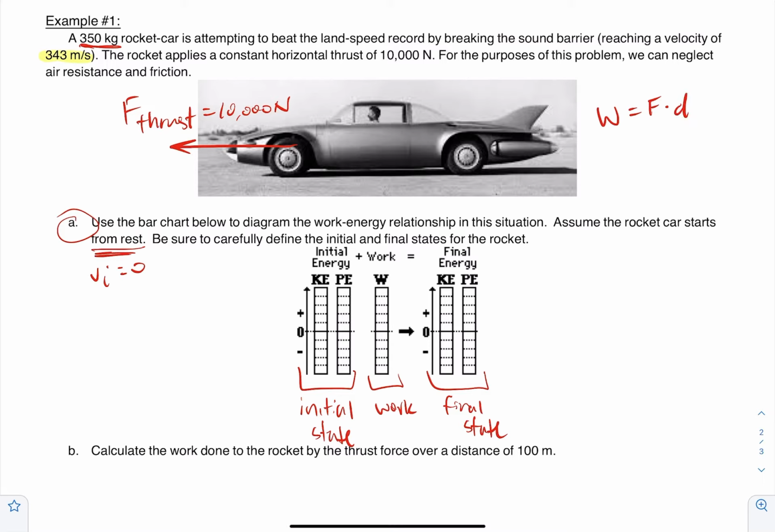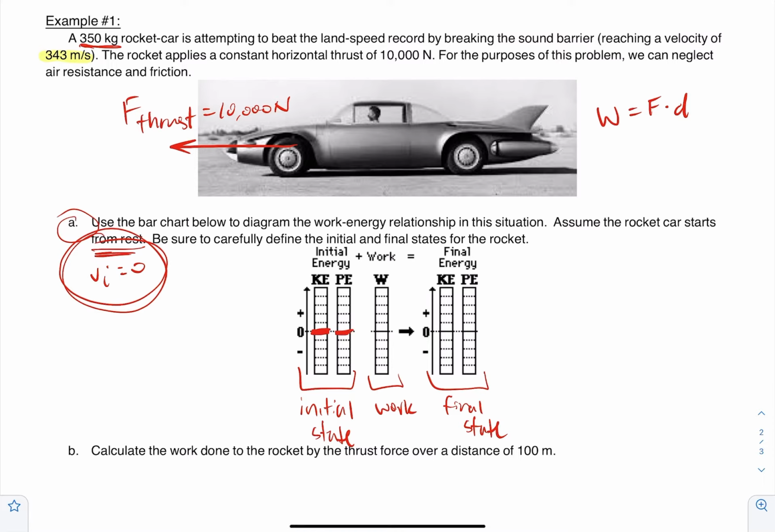So let's first start with this initial state. I'm going to define the initial state as this moment when the car is at rest, okay, and it's on the ground. So in this initial state, if it's at rest, it has no kinetic energy. So I can just put a line here to remind myself that there's no kinetic energy. And if it's on the ground, it has no height. So it also has no potential energy, okay? So no energy of any kind in the initial state.